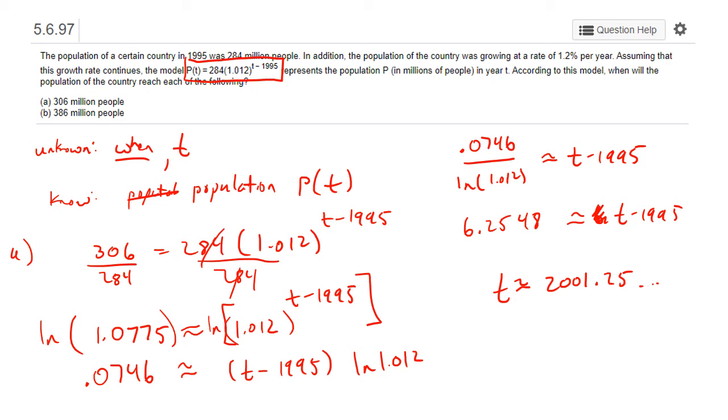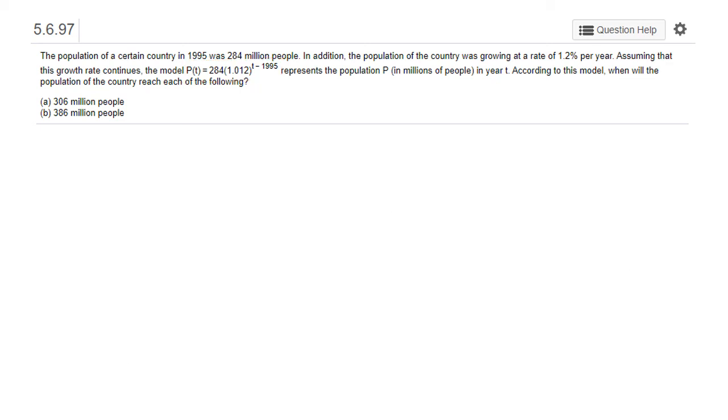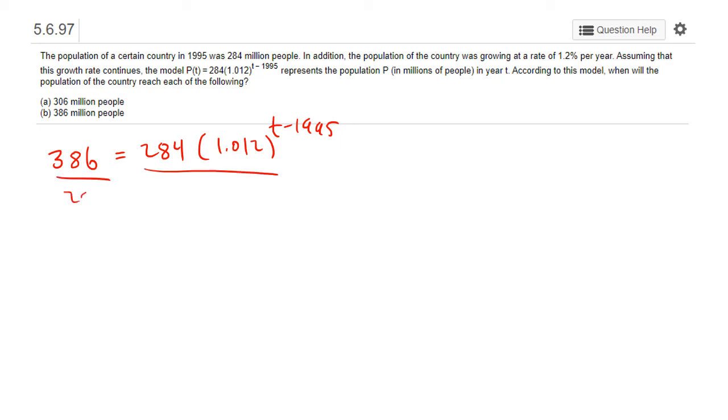Okay, the only thing that changes for part B, for which I'm going to erase the entire slide just to start from the beginning, is the known population is now not 306 million, but 386 million. So we get 386 million is equal to 284 times 1.012 to the t minus 1995. So now let's not simplify using a calculator as we go. Okay, divide both sides by 284. So now I get 386 over 284 equals 1.012 to the t minus 1995.